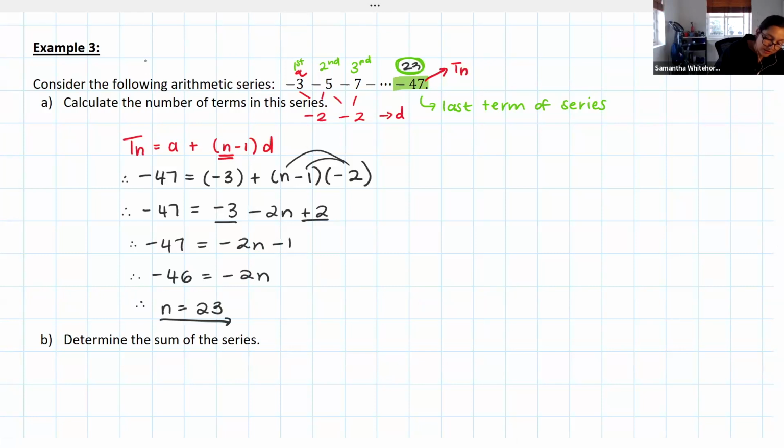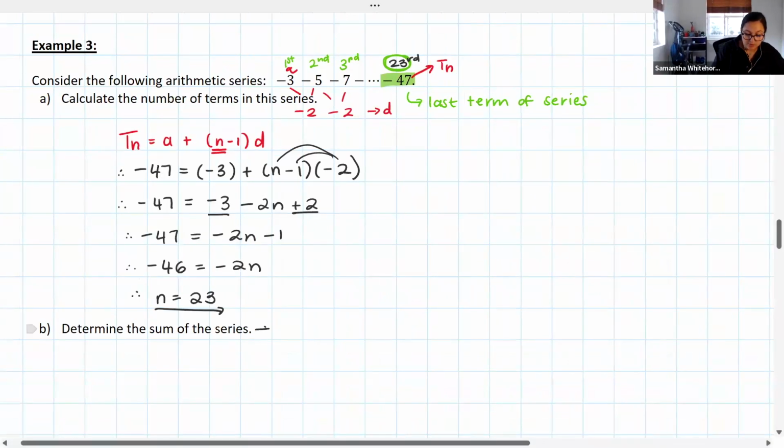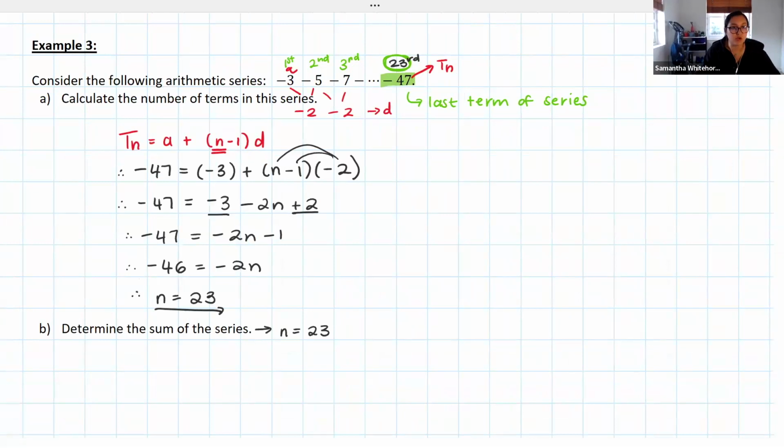So what I've now worked out is that there are 23 terms in the sequence, or -47 is the 23rd term. Alrighty, so don't forget your Tn formula. It is sometimes really useful. Even when you have a series, it's still useful. We've now been asked in question B to determine the sum of the series. So remember, what we've now worked out is that we are adding together 23 terms. That is the sum of the whole series. If we've got 23 terms, we're adding 23.